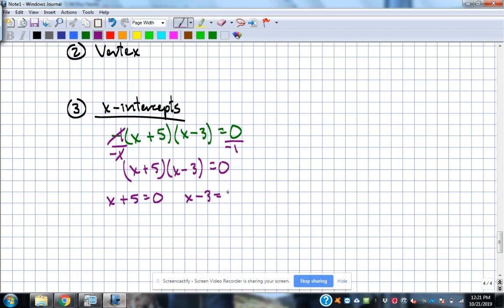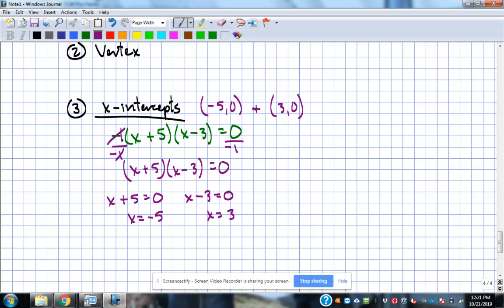Then I set each factor equal to 0 and solve it. So our x-intercepts are at (-5, 0) and (3, 0). Set each factor equal to 0. You got it. Super quick and easy to get the x-intercepts. That's the luxury of intercept form, that for the x-intercepts, you don't have to do much work. You just set the factors equal to 0 and solve.